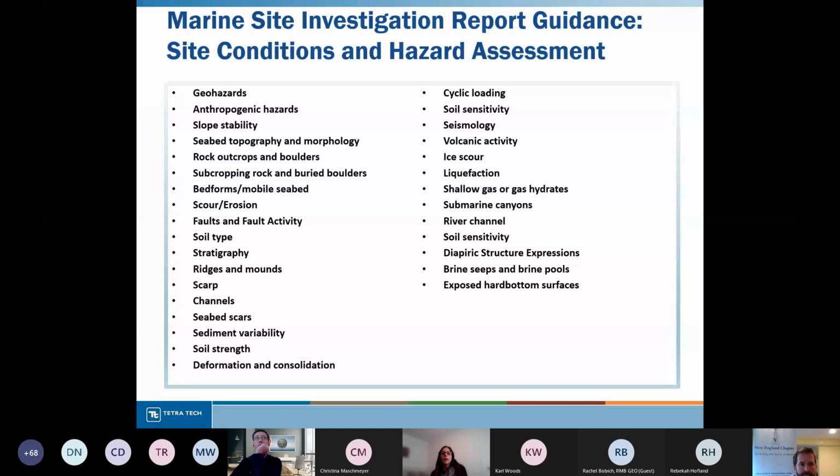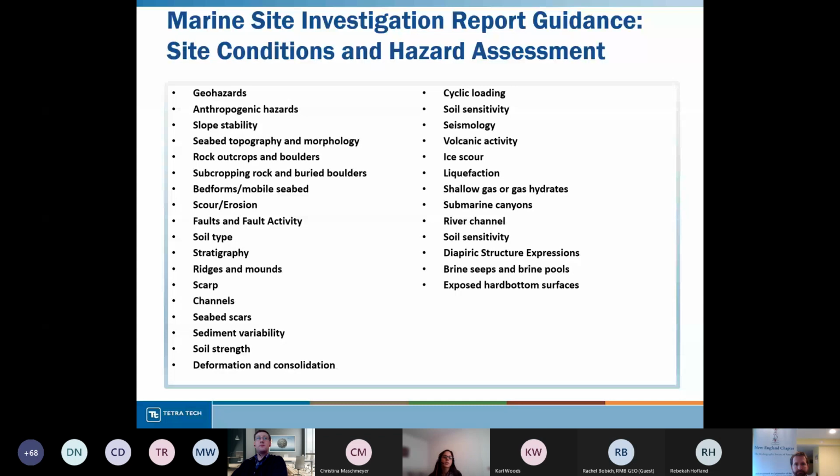And then we get into the real meat of the document, the site conditions and hazard assessment. This is where that geophysical data gets interpreted. We want the reader to come away from this part of the report with a full understanding of the geologic conditions within the project area, as well as any hazards that may exist in the project area. This could be hazards that may pose a risk to the developer during the installation and operation of the wind farm, but also any hazards that may be impacted by the presence of the wind farm and installation of the wind farm.